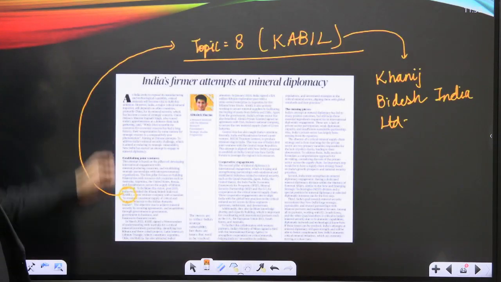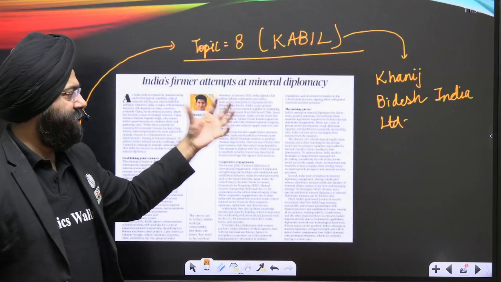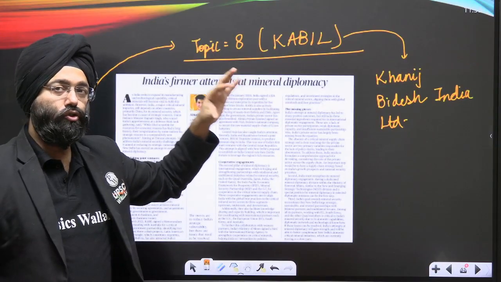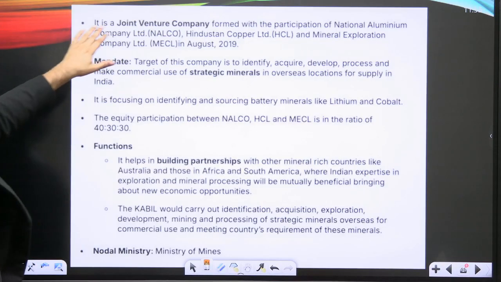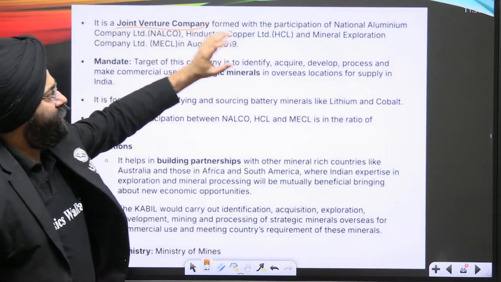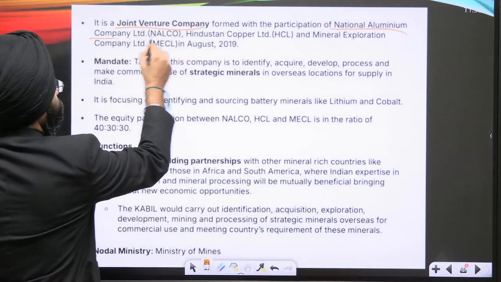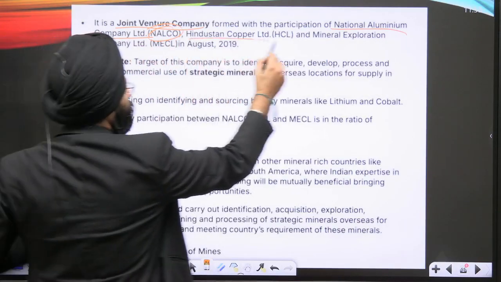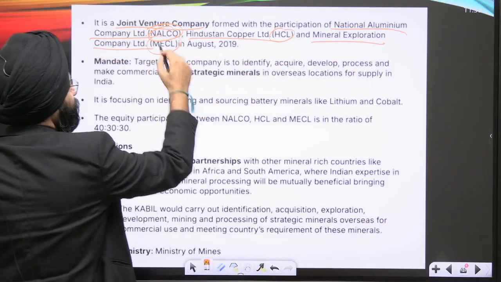Next, topic 8, KABIL, Khanij Videsh India Limited. This was present as an important term in today's newspaper, so you should know what it is. It can be asked in your paper. This is the logo, KABIL. KABIL is a joint venture company formed by the National Aluminium Company Limited, NALCO, Hindustan Copper Limited, HCL, and Mineral Exploration Company, MECL, in August 2019.